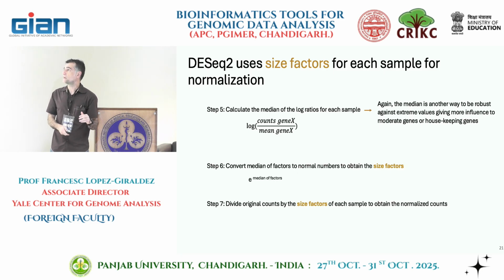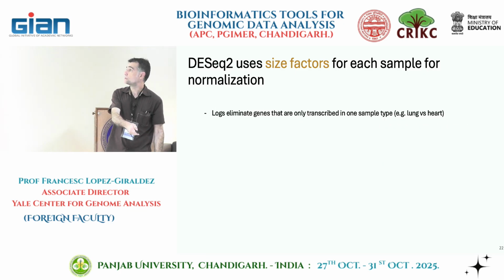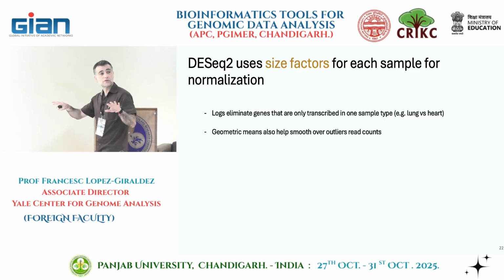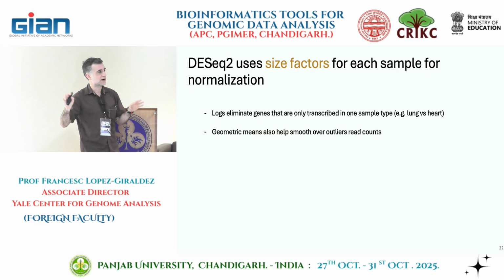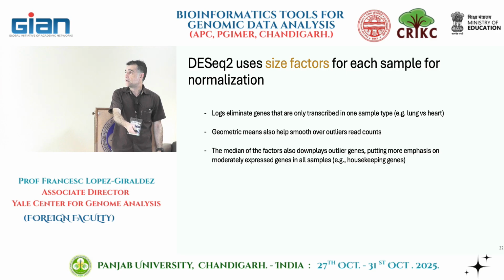So what I'm trying to tell you is that by doing all those steps of log transformations and geometric means, you're trying to remove extreme outliers of counts that may make your normalization process be biased to very weird numbers that may not be representative of real signal. Again, the median of the ratios also helps to focus just on housekeeping genes.